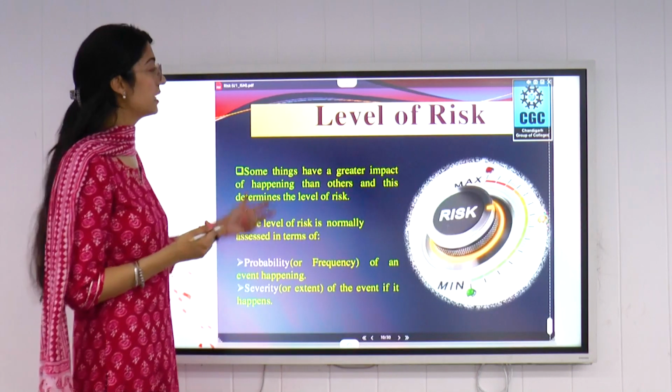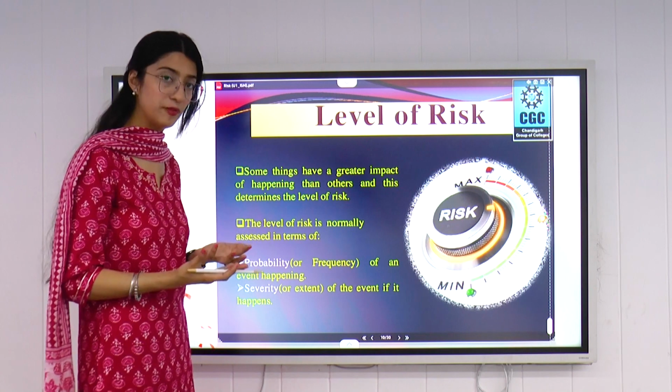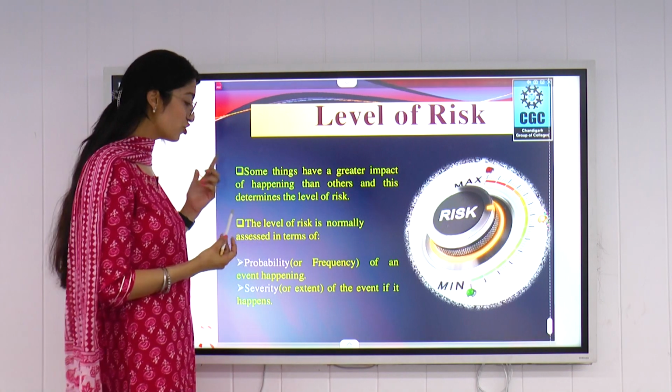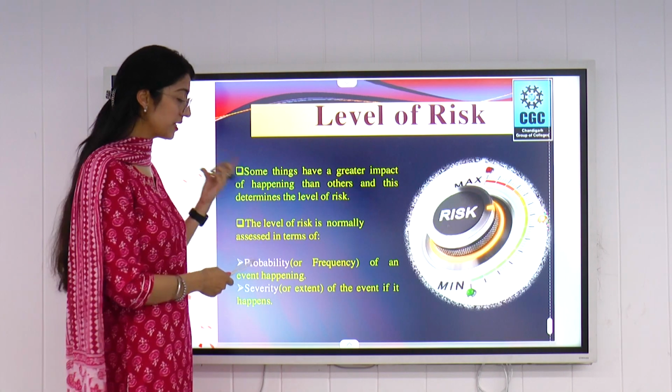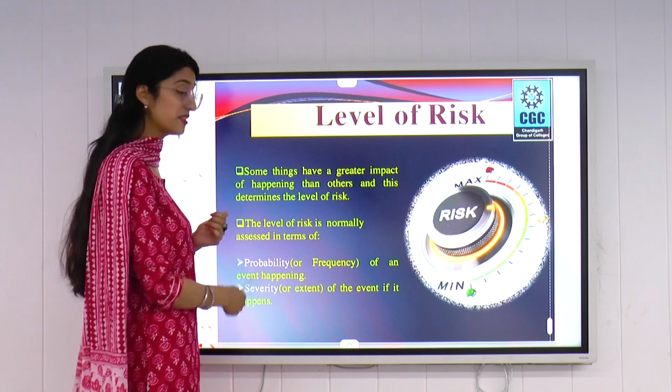The second element of the risk is level of risk, on which the premium amount will be decided. Now, there are two possibilities over here. The things on which the risk is ascertained are probability and its severity.